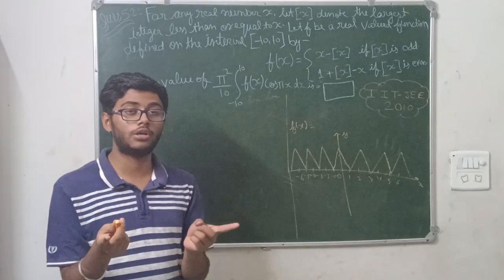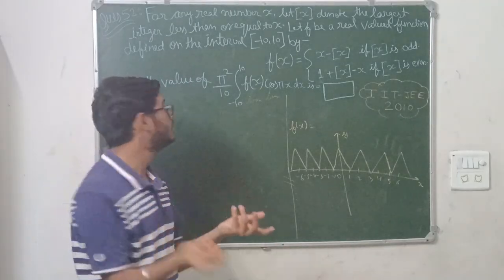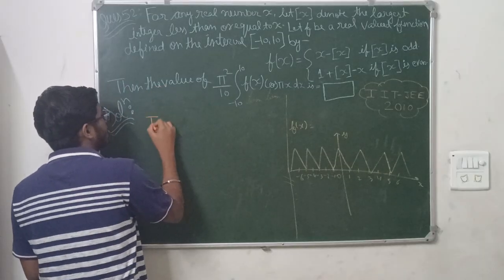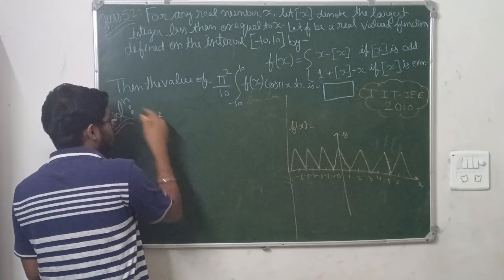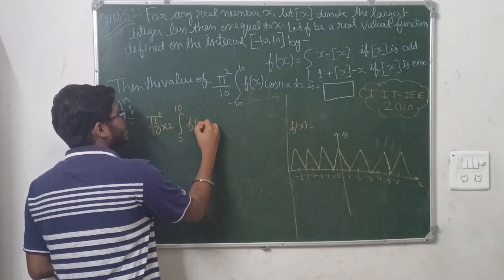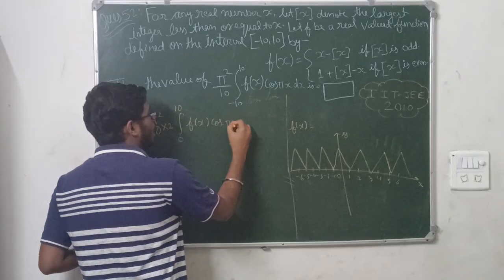So even into even is what? Even into even is even. So if it is even, then you can apply the definite integration property. It will look like this: pi square by 10 into 2, 0 to 10 fx cos pi x dx.